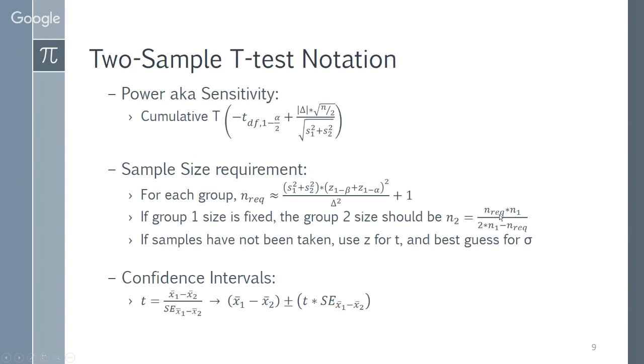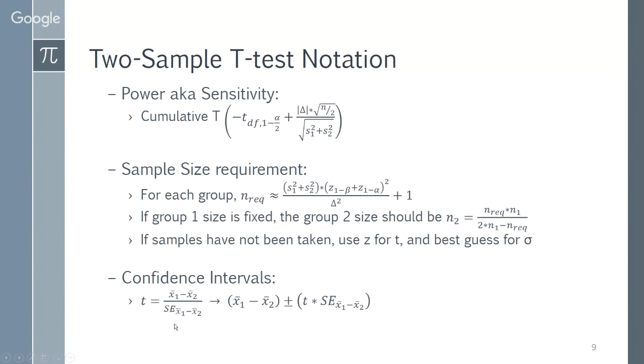And n_rec is the required sample size that you calculated up here, and N1 is the fixed sample size in whichever group already has a fixed size. Again, if samples haven't been taken or you don't have any information about the sample variances, then you can use your best guess to estimate the population variances, sigma. Same thing up here for the power. If you don't know the different sample sizes, you don't know the degrees of freedom, then you can just use Z instead of T.